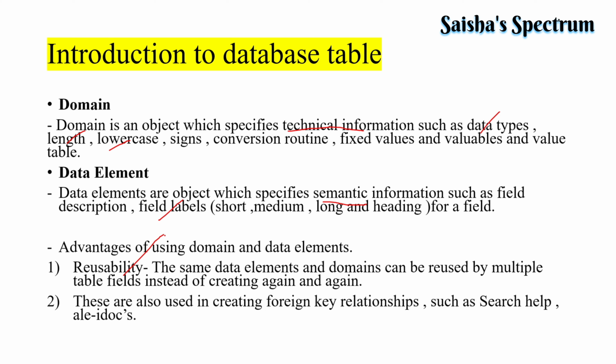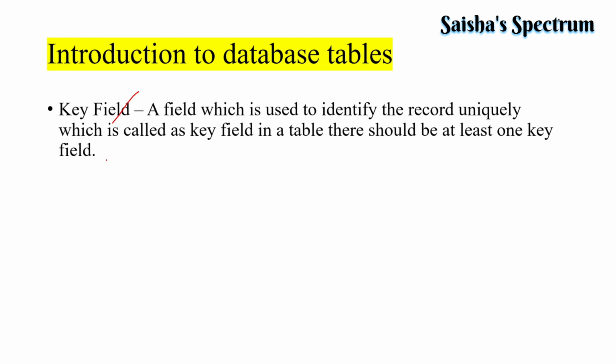First is reusability of domains and data elements, and they are also used in creating foreign key relationships such as in search help and ALE IDocs. So let us see what is meant by key field. A key field is used to identify the record uniquely.